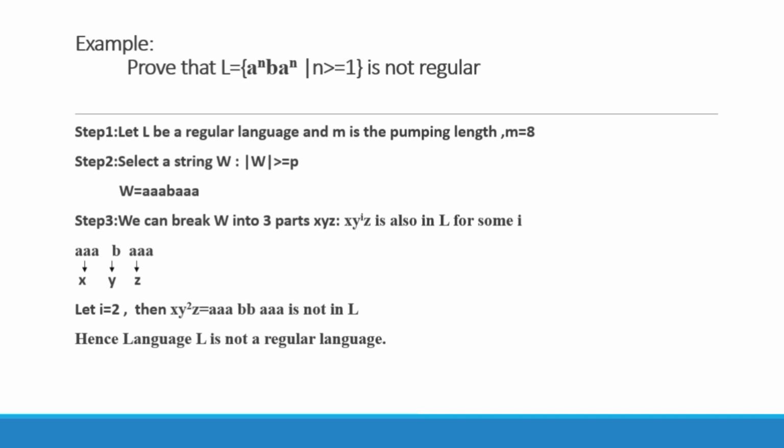Here I am splitting x, y, z as x contains 3 a's, y contains a single b and z contains 3 a's. Let i = 2. Then xy^2 z = aaa bb aaa. Here y^2 contains 2 b's. Our language should only contain a single b. So it is not a regular language.